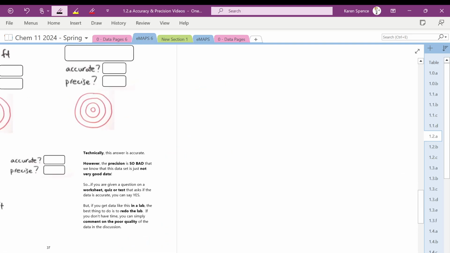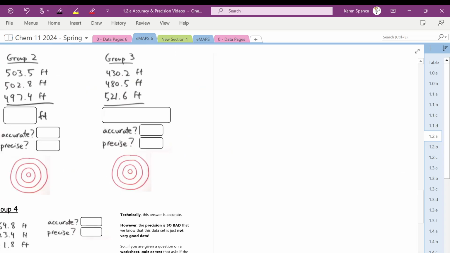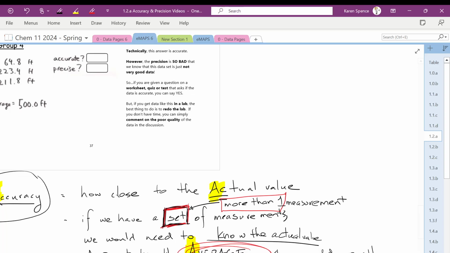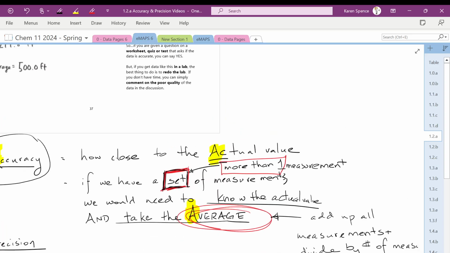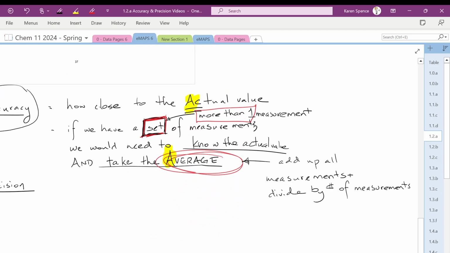Is that good? Okay. Oh, what happened? Where did it go? It jumped. There we go. All right. So that is accuracy. You have to take the average if you have more than one measurement, and you're comparing it to the actual value.